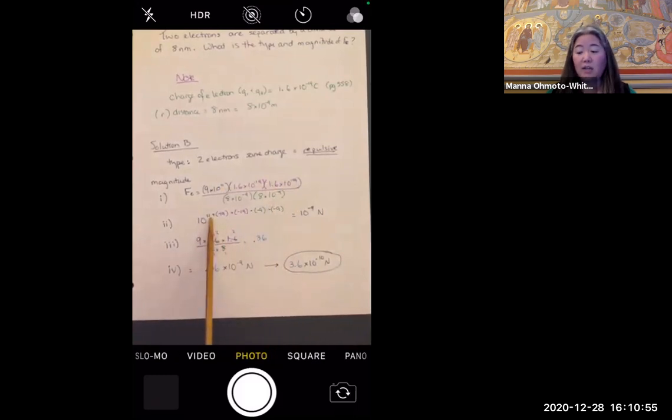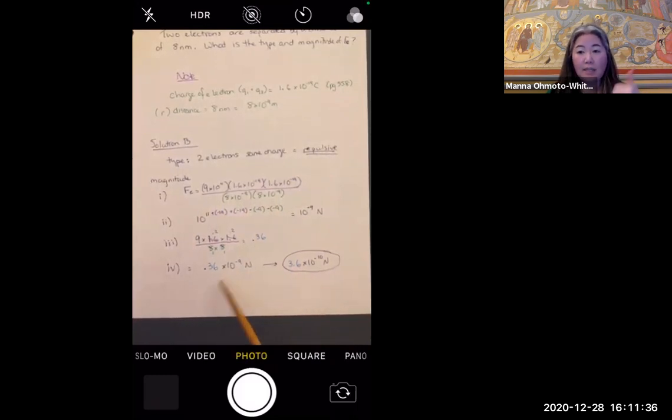So 10 to the 11th plus negative 19 plus negative 19 minus negative 9 minus negative 9 is equal to 10 to the negative 9th. And then I take just the coefficients. 9 times 1.6 times 1.6 divided by 8 is 0.36. So my answer is 0.36 times 10 to the negative 9th, and don't forget your units as newtons, because that's the unit of any force. I would rewrite this in proper scientific notation as 3.6 times 10 to the negative 10th newtons. But again, if you get it this far, that's great.